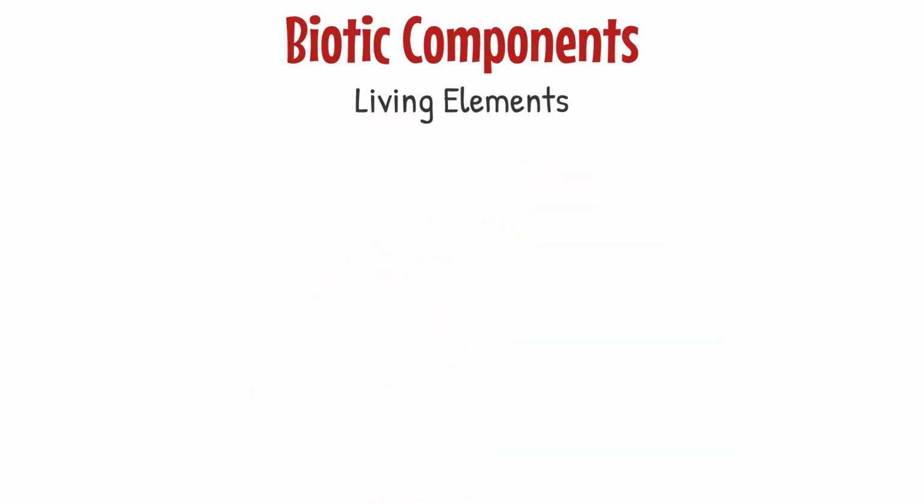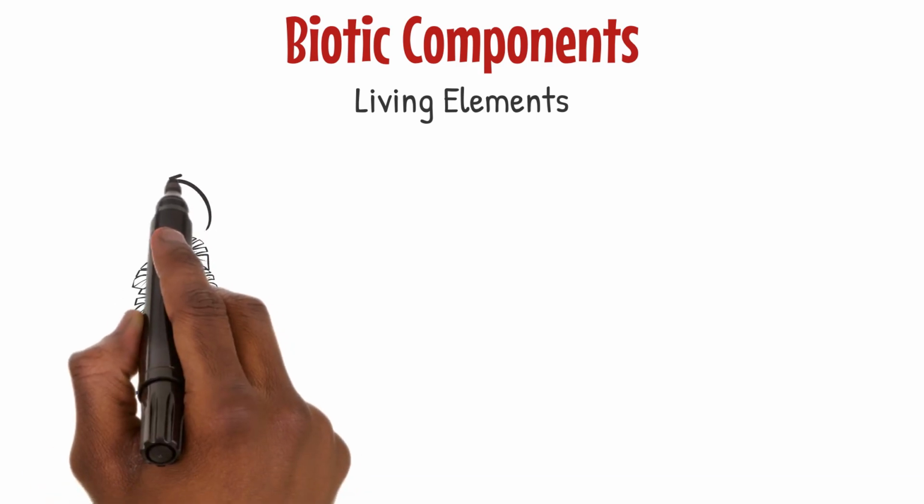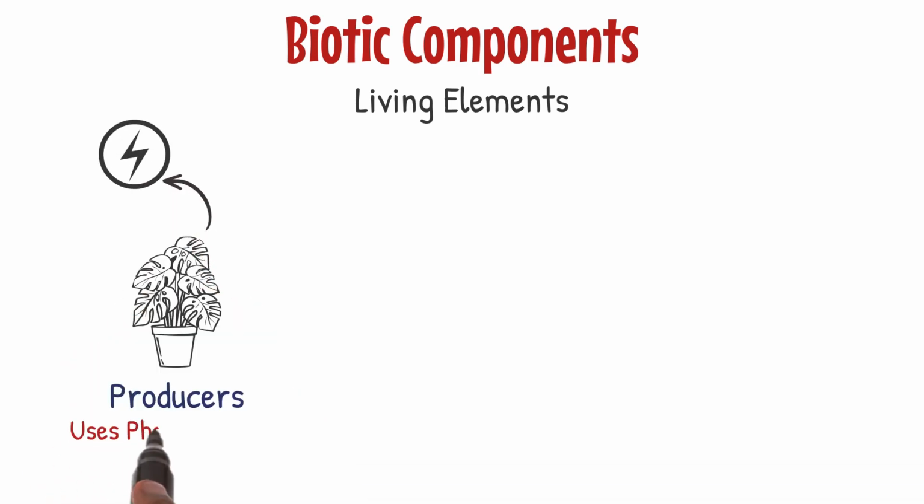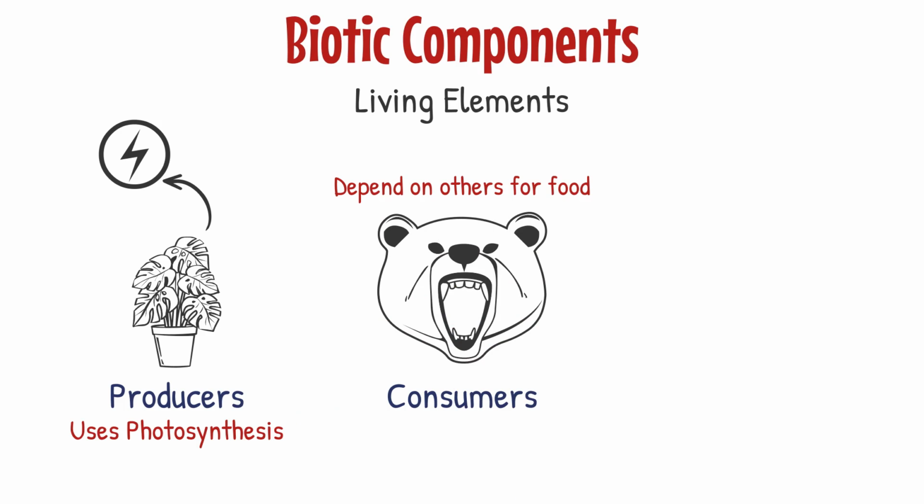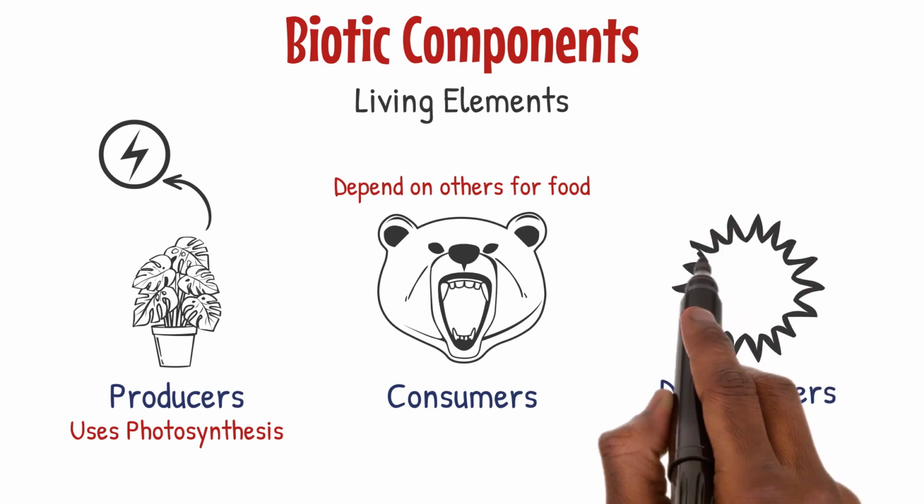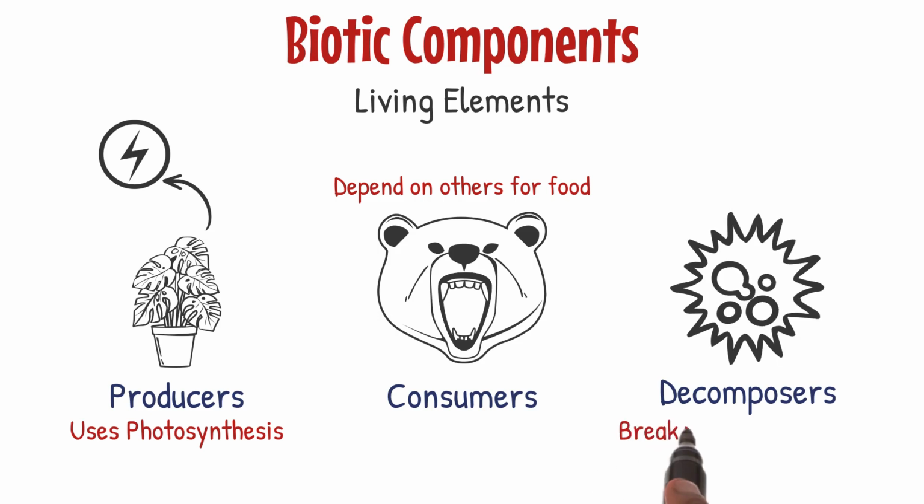The biotic components of an ecosystem are its living elements. Producers, like plants and algae, create their own food through photosynthesis. Consumers, such as animals, depend on others for food. Decomposers, like bacteria and fungi, break down dead matter, recycling nutrients back into the ecosystem. This cycle is crucial for sustaining life.